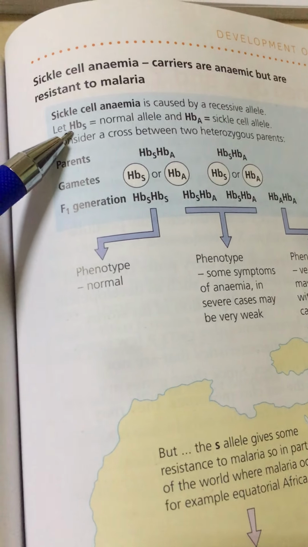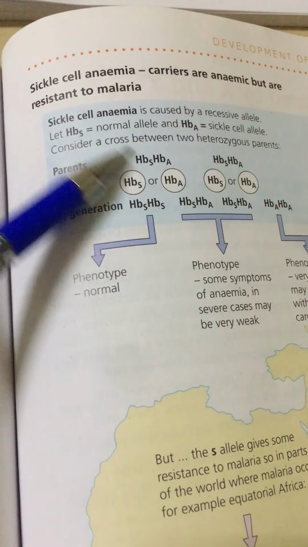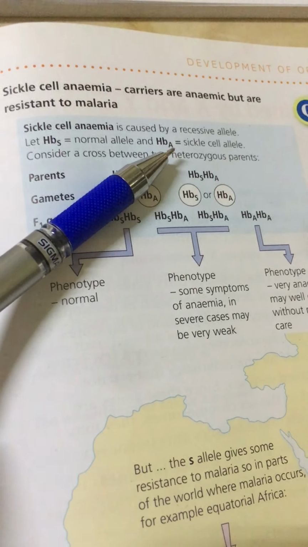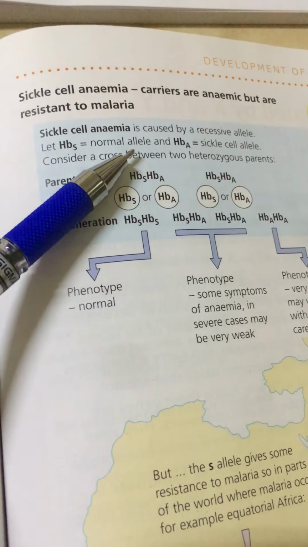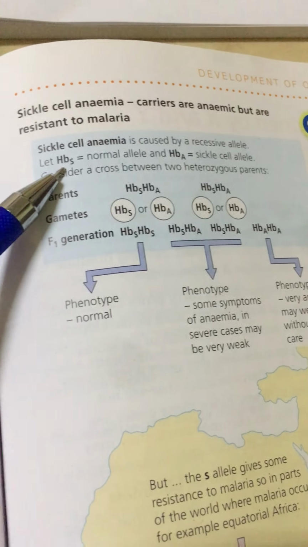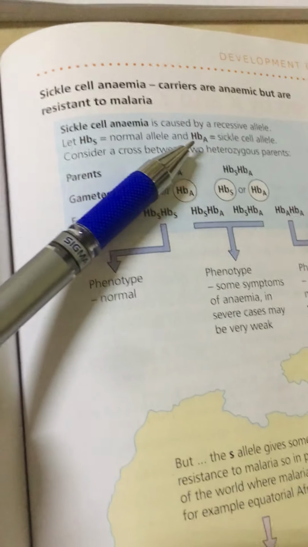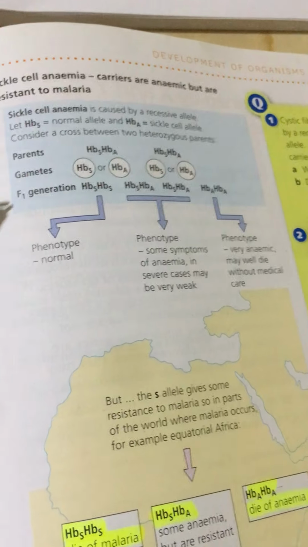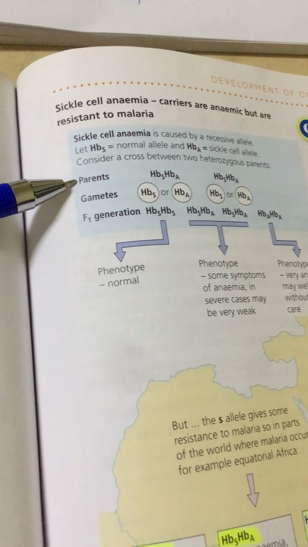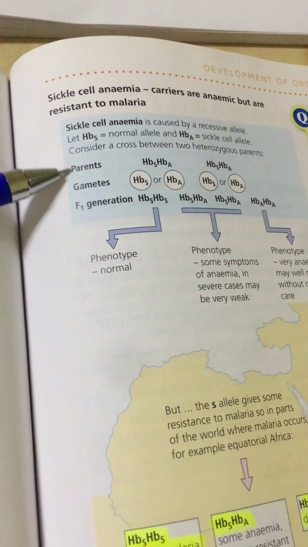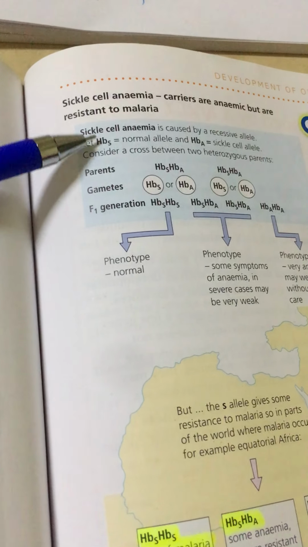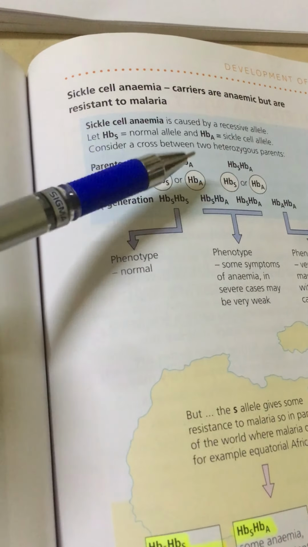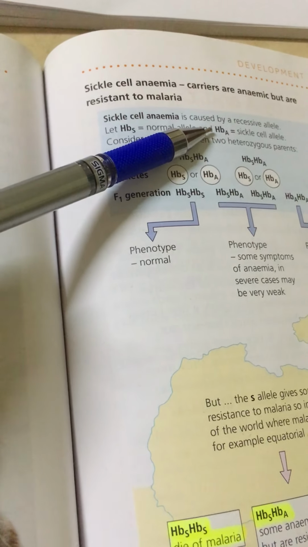HBS is for the normal allele. So if we have HBS, this person has the normal allele, and HBA is for the sickle cell allele. Now what will happen if we have two heterozygous parents? That means they have both alleles: HBS normal and HBA sickle cell allele.